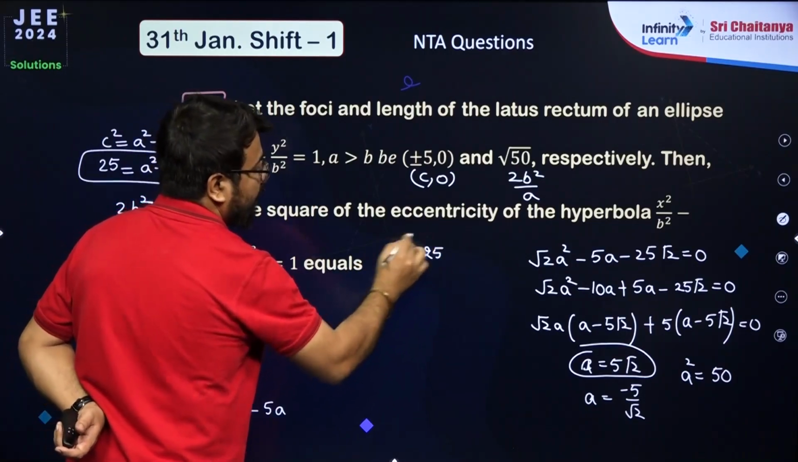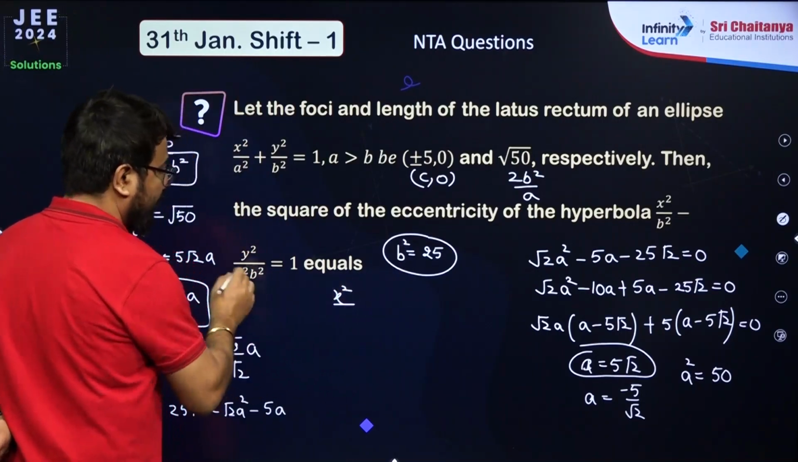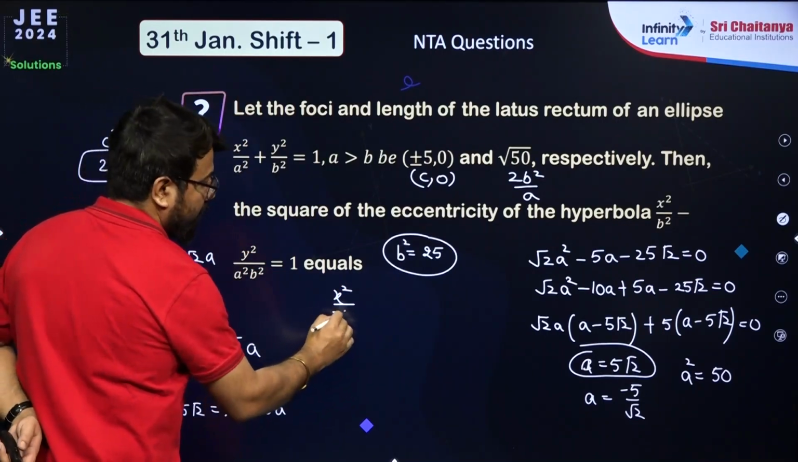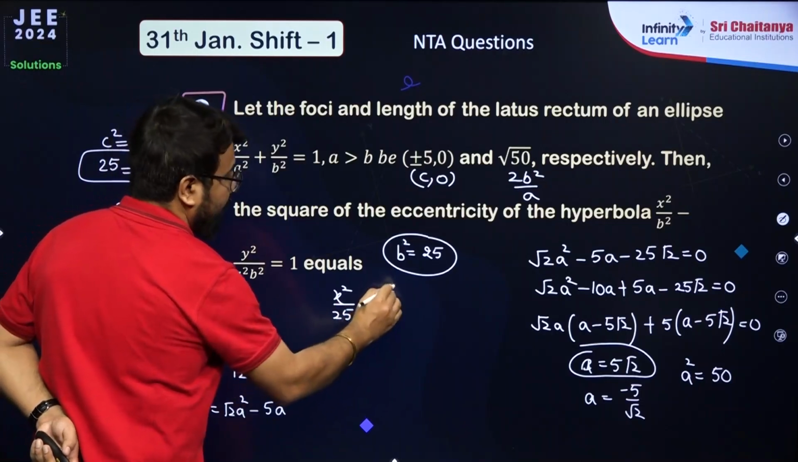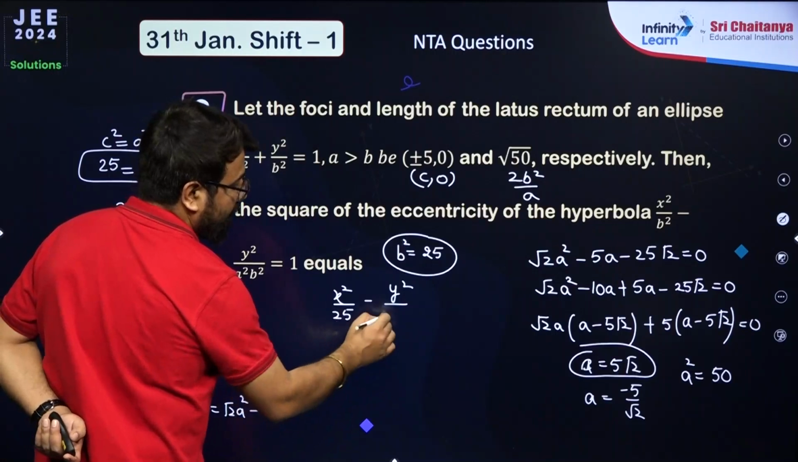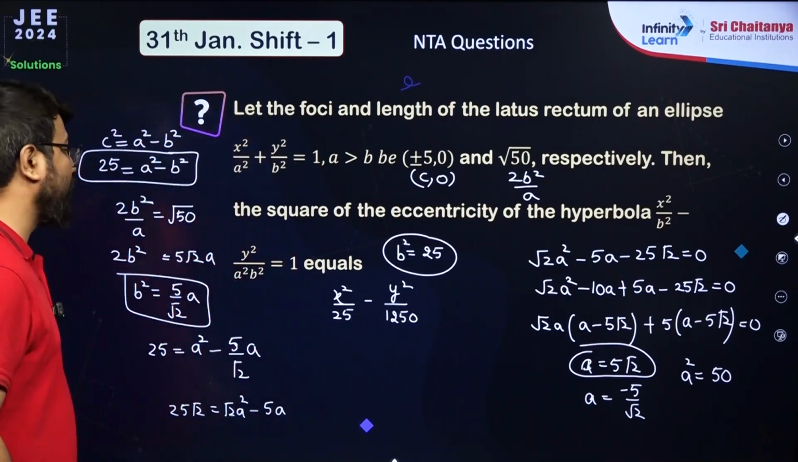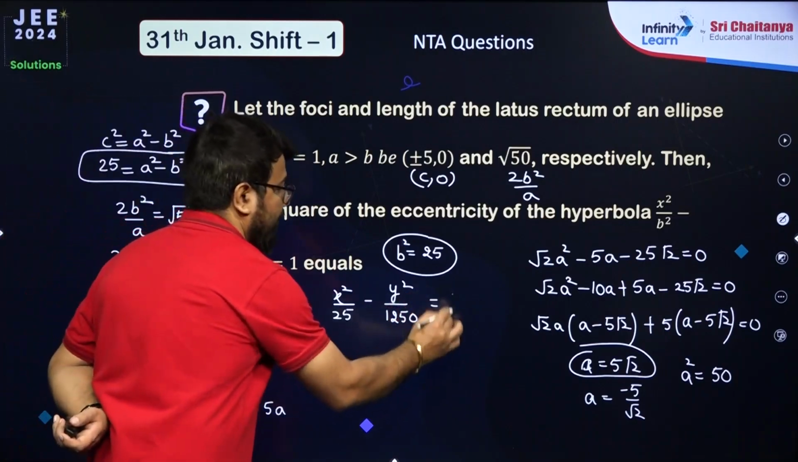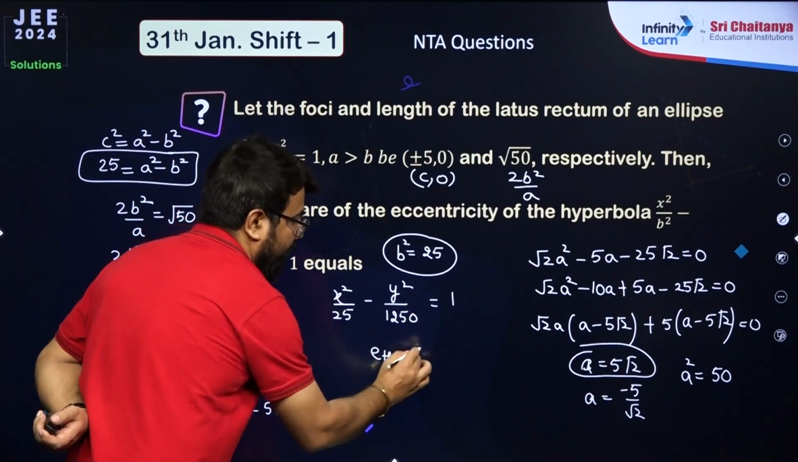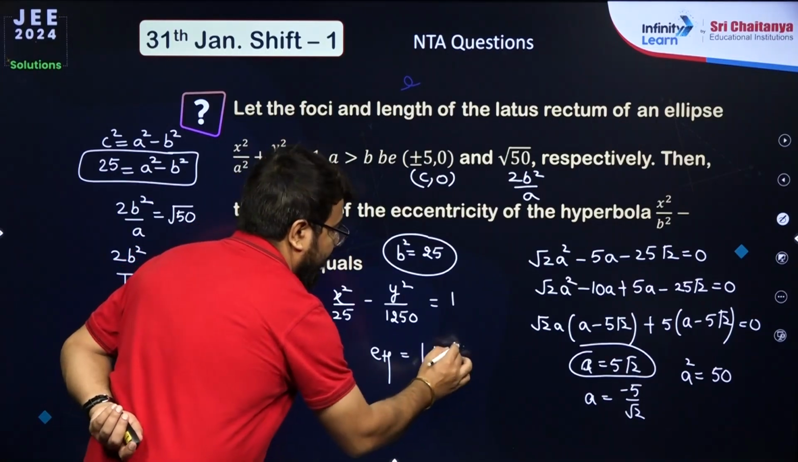B square is 25. Now, x square over b square minus y square over a square b square. So 25, it will be 1250, I think. So 25 into 5, 125 and 0 is equals to 1. Eccentricity of this hyperbola I want to get. So 1 plus b square over a square I need to write here.